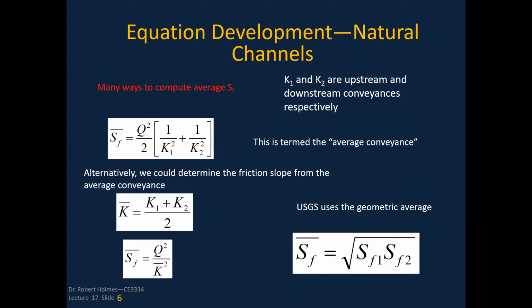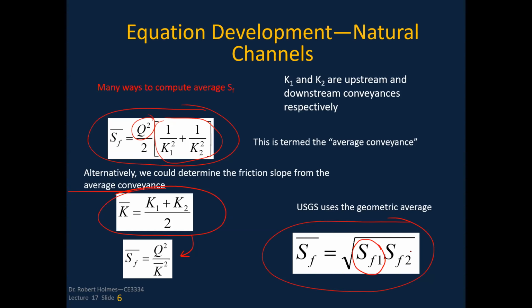And there's multiple ways to do that. There's simple averaging of the conveyance values and using that to calculate an average friction slope. There's an average conveyance that is of this form here, where you've got the total flow rate squared, and then you divide that by a combination of the conveyance terms, upstream and downstream. You've got what the USGS uses, which is the geometric average of the friction slope calculated at one section times the friction slope at the other, and then we take the square root of that. So there's a number of ways to get at this value of average friction slope.